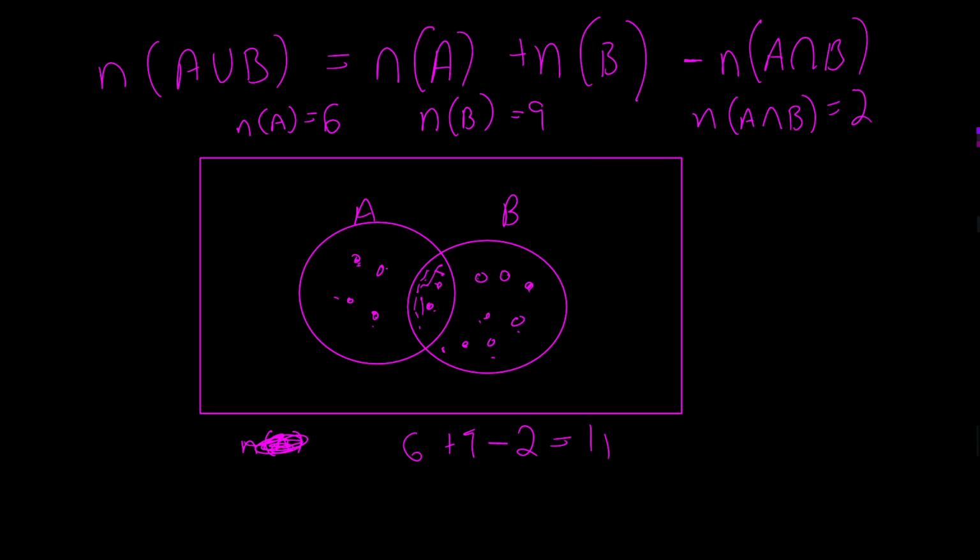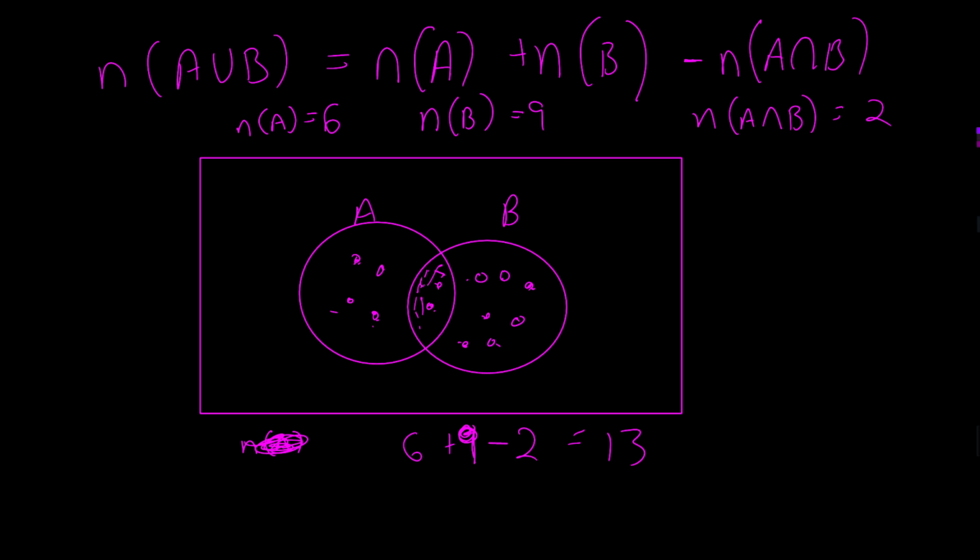Did I just... Oh, I did 7 instead of 9. Bad Jeff. Get all my little dots out of here. All right, this is called bad handwriting, Jeff. Sorry about that. That's a 9, not a 7. So 6 plus 9 minus 2. That's 15 minus 2 is 13. Now let's count 1, 2, 3, 4, 5, 6, 7, 8, 9, 10, 11, 12, 13.